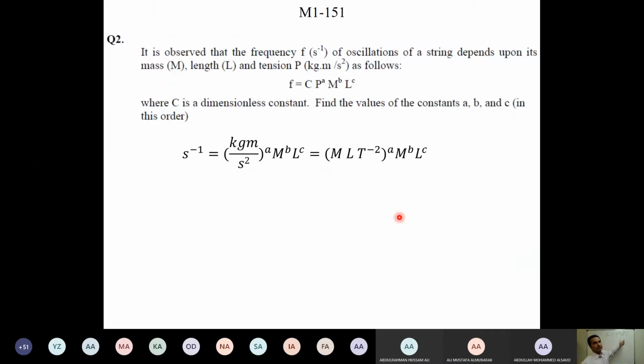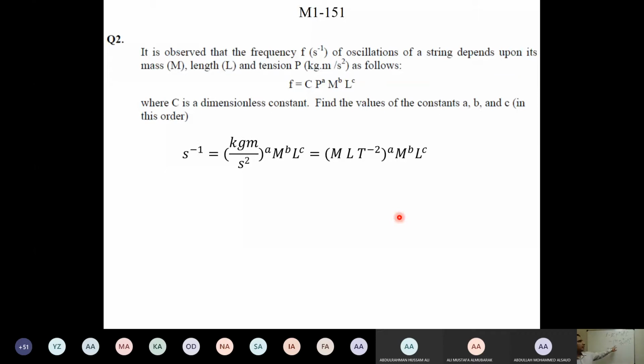But here for the tension, since only the unit is given to us, I'm dropping the C because it's a unitless quantity. I don't need to deal with it. I'm just concerned about the units. So here you have kilogram, and here for this you have meter, and then per second square. The power of the total will be the same power as the power of P, and here the power of L is C again.